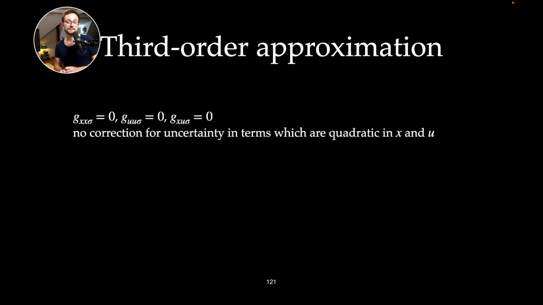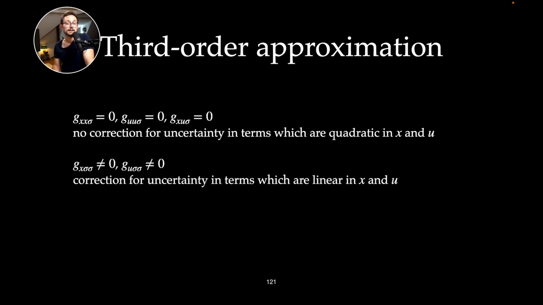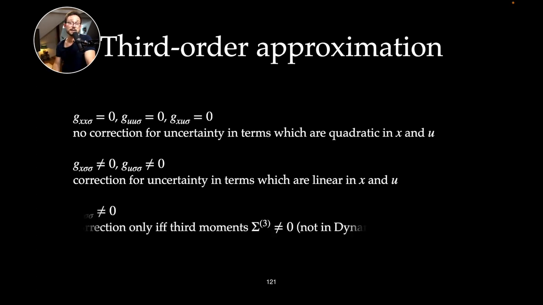Now, if you do the same steps, you will see that GXX sigma will be zero, GUU sigma will be zero, and GXU sigma will be zero. So there is no correction for uncertainty in terms which are quadratic in X and U. However, GX sigma sigma and GU sigma sigma will be non-zero. So there is a correction in terms which are linear in X and U. So at second order we had a level correction, at third order we have a linear correction. And you can deduce that at fourth order we have a quadratic correction, etc.